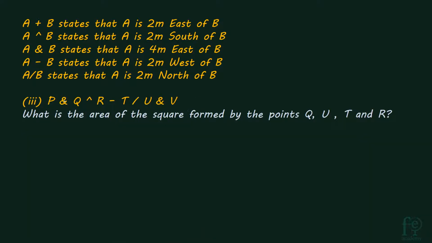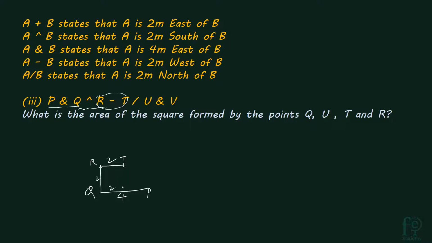Now a new question has come, the third question from here. P and Q. P and Q means P should be 4 meter east of Q. So Q will be here and P should be 4 meters from Q. Q raised to R means Q should be 2 meter south of R. So R should come here and this distance should be 2 meters. Now R minus T means R should be 2 meters west of T. So T should come towards the east. So this is 2 meters.